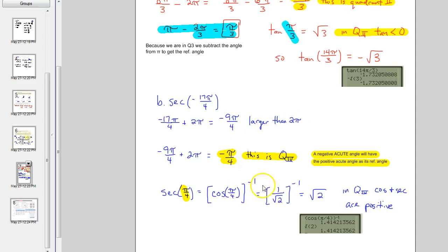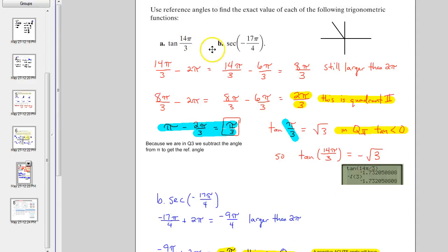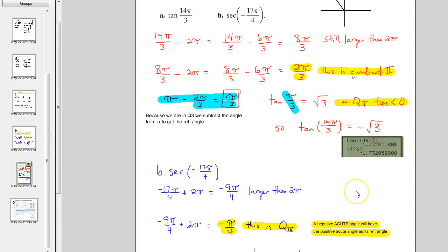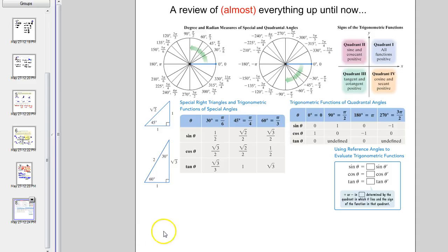And then we have to apply the signs. Right? Which quadrant are we actually in? And then think about what this particular trig function would be in that quadrant to be able to get these values down. So it's very important that we understand the signs and the different angles.